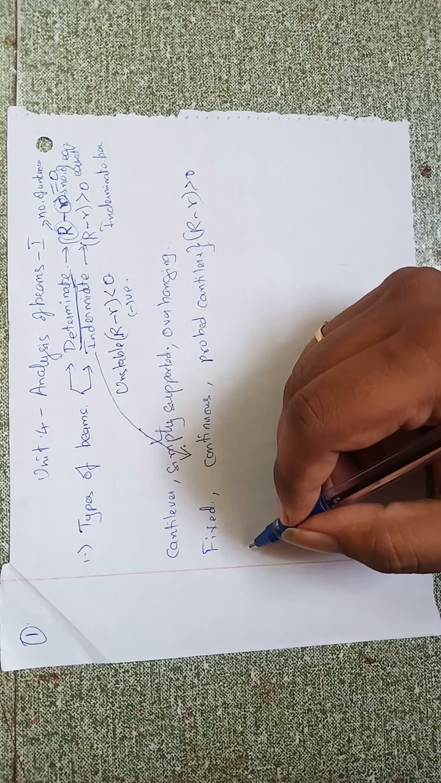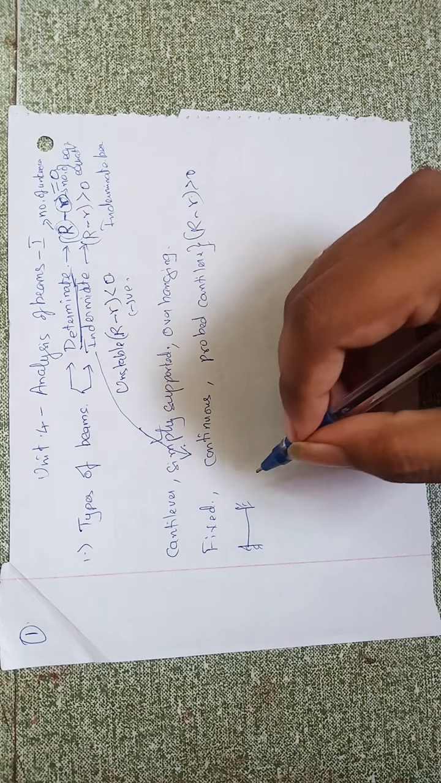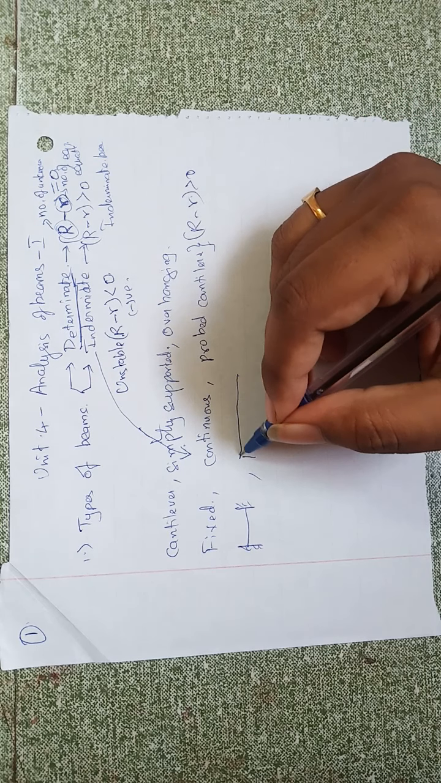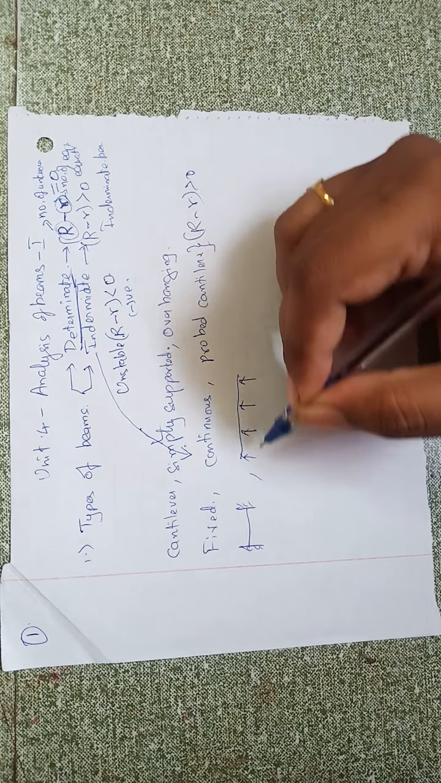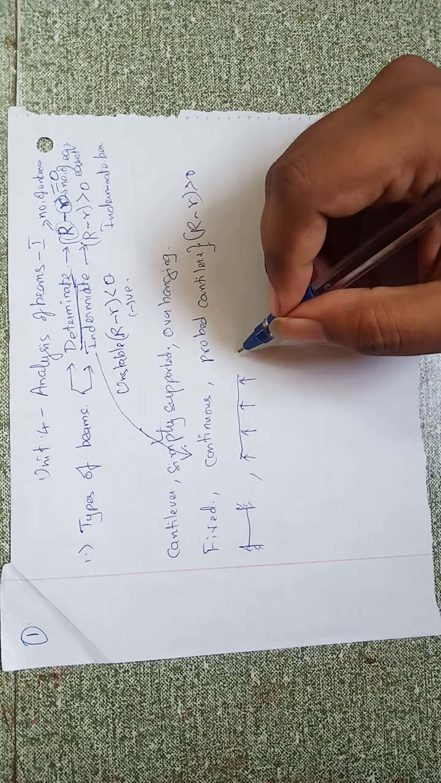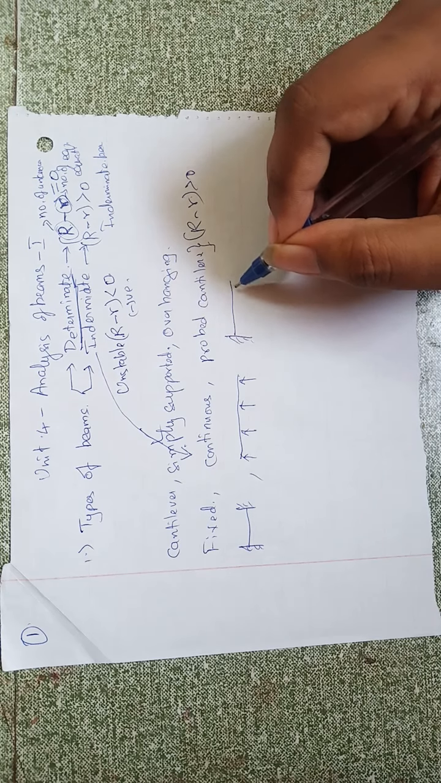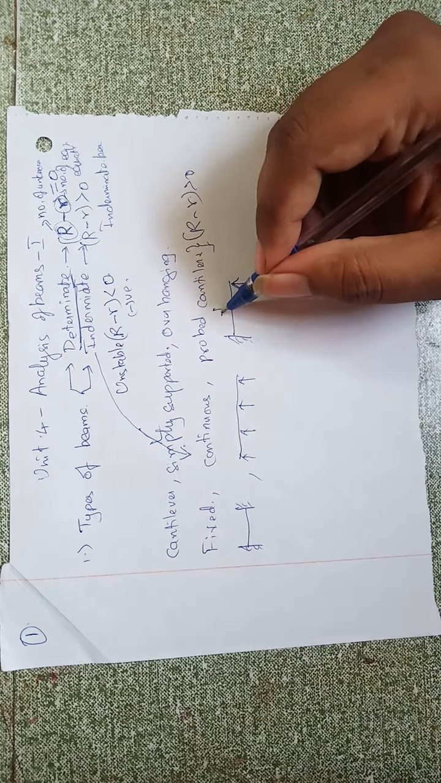Okay, so how will the fixed beam be? Both ends are fixed. This is called a fixed beam. In a continuous beam, you will have several hinged supports in between a long beam. You will have n number of supports. A propped cantilever is a cantilever with a support at the free end. This is propped cantilever, this is continuous, and this is fixed. So we are going to analyze these structures.